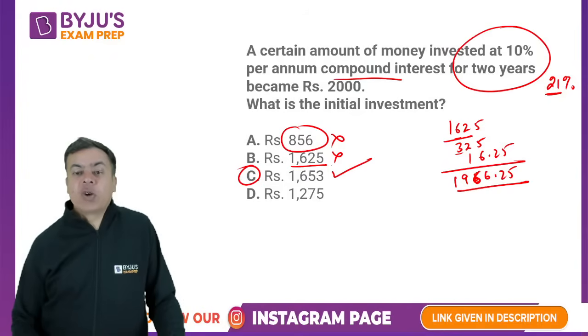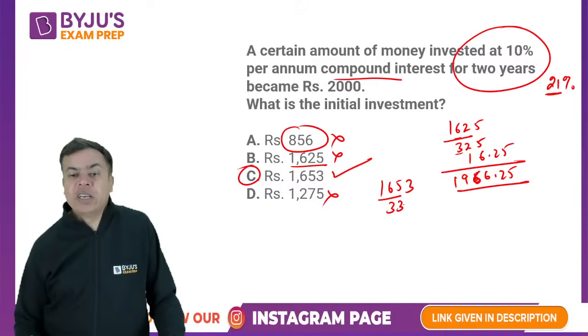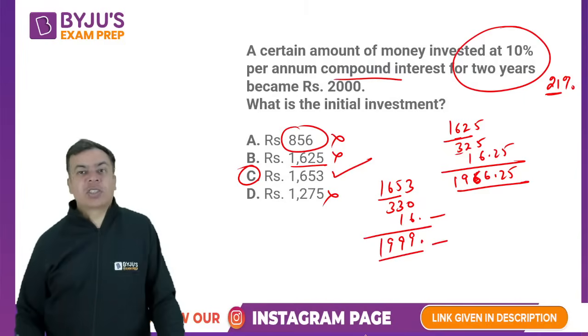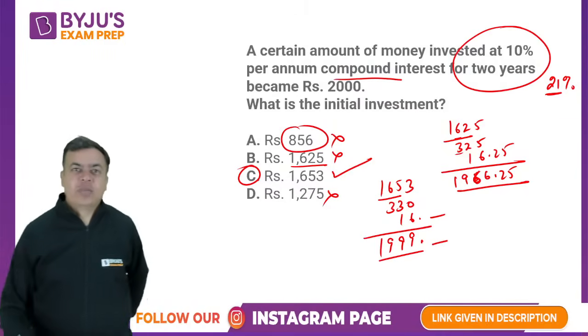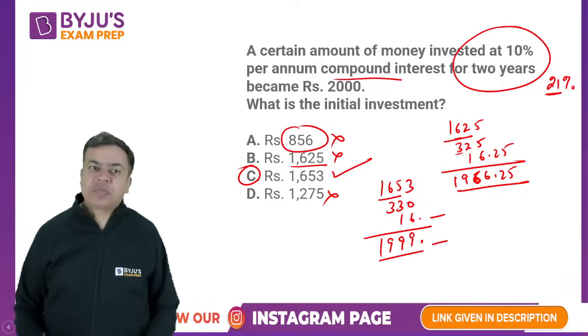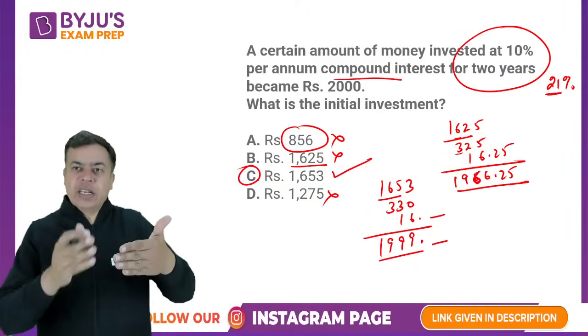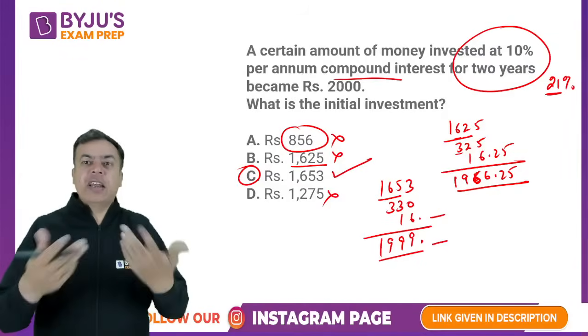Right? Now, because it should be more than 1625, it cannot be this. Now, if you write 1653 and 20% of that will be 165 into 2, that will be 330 and 1% would be 16.5. So it is 2000, close to 2000, right? That should be my answer. You just check where I increase 20%, 21%, where I should get 2000.